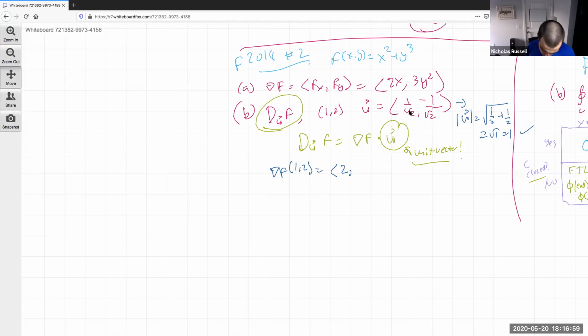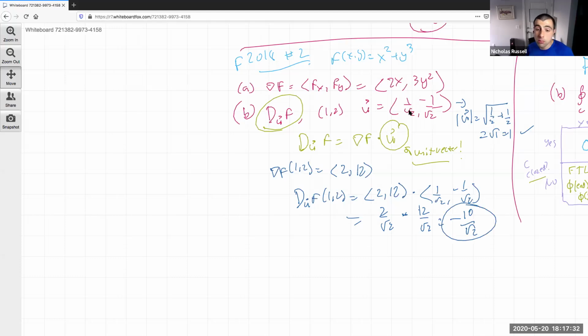We now calculate the gradient of f at the point (1, 2). Doing this would just be (2, 12). And so therefore the directional derivative in the direction of u at the point (1, 2) is equal to (2, 12) dot product with (1 over the square root of 2, negative 1 over the square root of 2), which is 2 over the square root of 2 minus 12 over the square root of 2, which is negative 10 over the square root of 2. That means I'm decreasing in height at a rate of 10 over the square root of 2. If you're asked to interpret, that's how you would interpret.